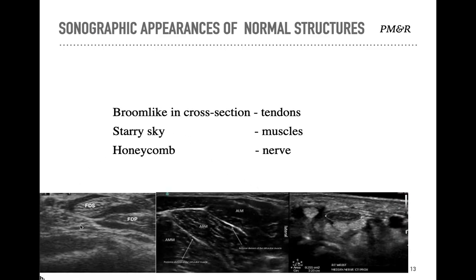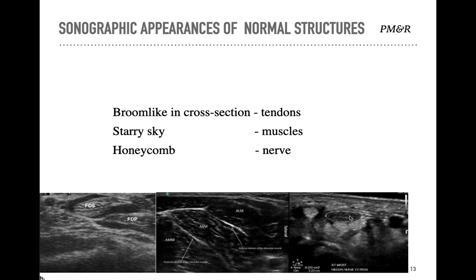When we look at tendons, many times we see the tendons around the muscle. They look broom-like. Like this is flexor digitorum superficialis and flexor digitorum profundus in the forearm. You can see these are tendons, very tightly packed fibers, like a broom. And here the muscles are a little bit freer. You can see a starry sky appearance. Muscles have good bulk, and the muscle fibers are dispersed when compared to tendons.